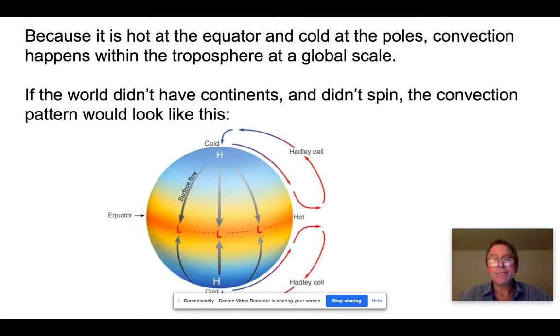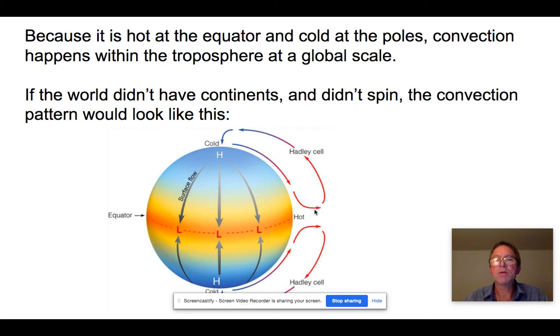Okay, now it's hot at the equator, as we've said earlier, because the sun's rays are more direct here. They're more concentrated. So there's more light energy per square meter at the equator than there is at the pole where it's spread out. Now, we'll just assume that the North Pole is at a right angle to the sun's rays for right now. If the world didn't spin, if the world didn't have continents, here's basically what would happen.